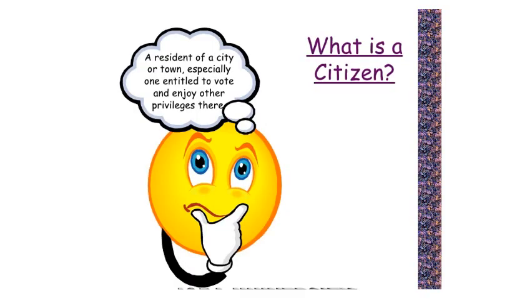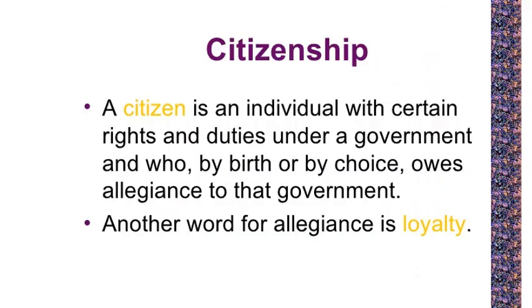What is the meaning of a citizen? A resident of a city or town, especially entitled to vote and enjoy other privileges there, is called a citizen. A citizen is an individual with certain rights and duties under a government and who by birth or by choice owes allegiance to that government. Another word for allegiance is loyalty, to be loyal and honest.